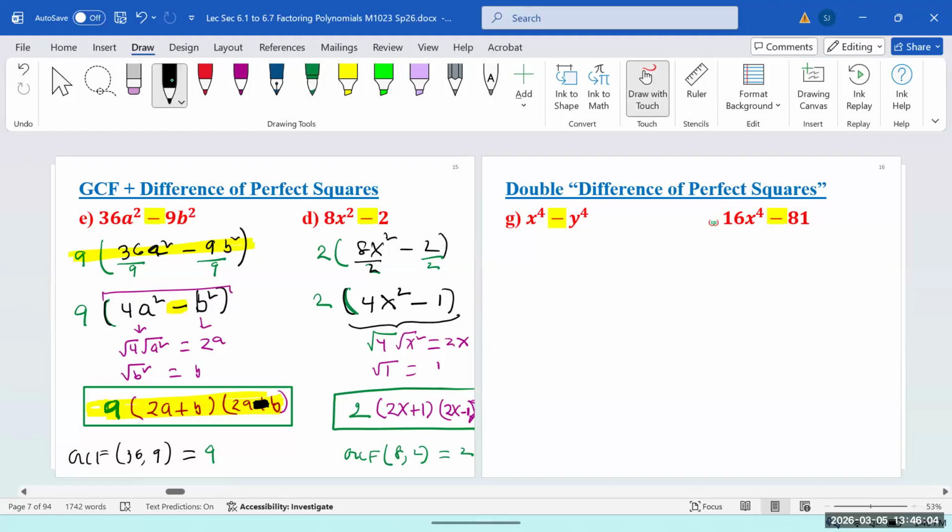So we do the same thing as we did before. We take the square root of x to the 4 and the square root of y to the 4. What is the square root of x to the 4? x to the second. What is the square root of y to the 4? y squared. So what are the two factors we get?